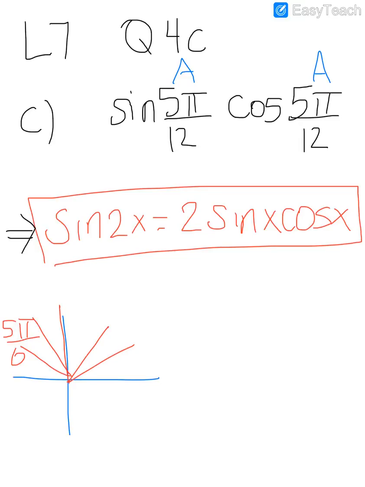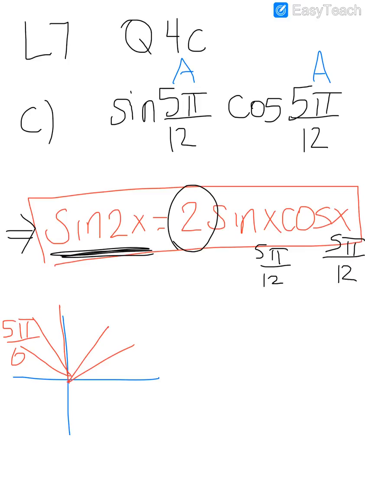And whenever you have sine of x and cos of x, that is going to be the double angle for sine of 2x. However, what we are missing is this 2 here. Right? So x is 5 pi over 12. This is 5 pi over 12, and this is 5 pi over 12. But what they are missing is the 2. So I need to put a 2 in front of that expression.